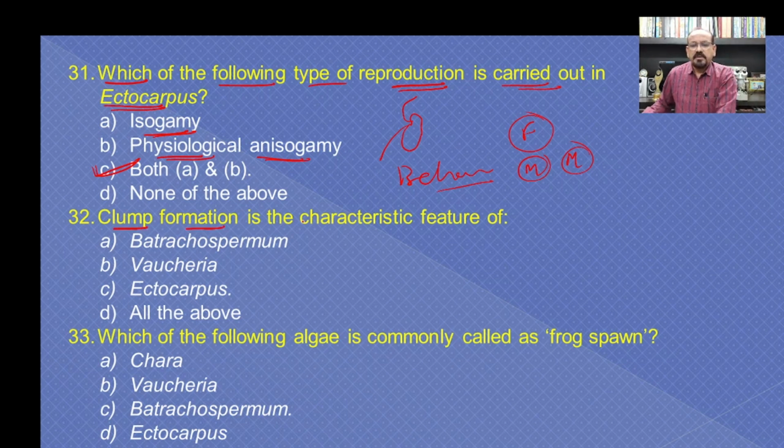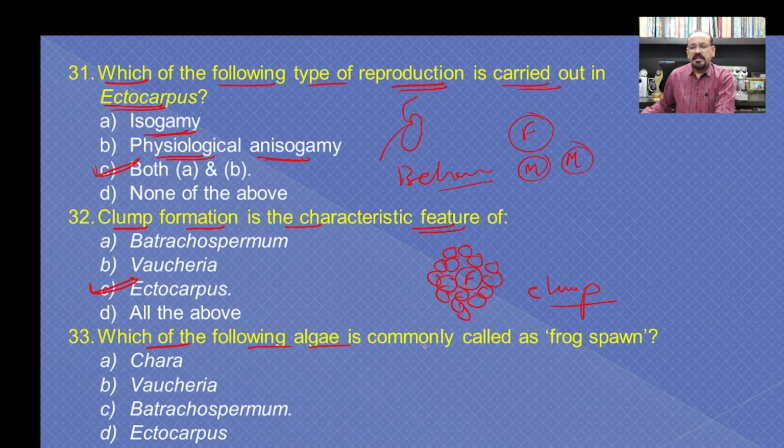Clump formation is the characteristic feature of? If you see the female gametes in the Ectocarpus, many male gametes encircle them for the reproduction or the fusion, and this is known as clump formation, which is the characteristic feature of the Ectocarpus.